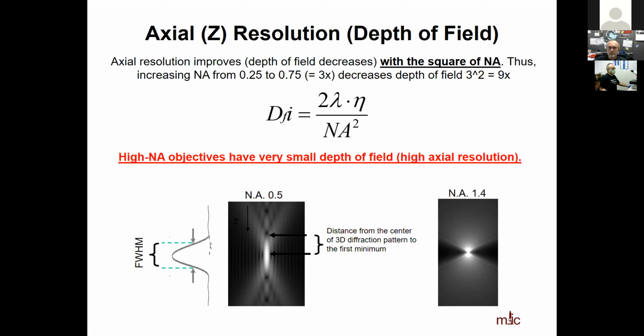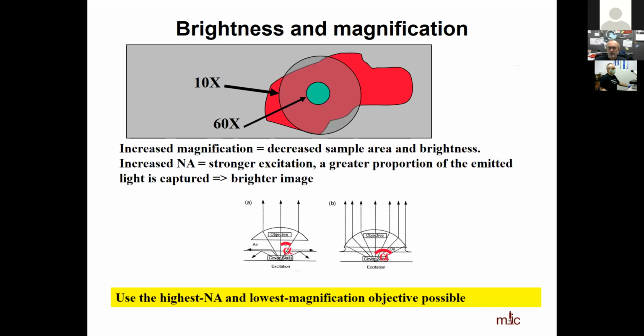So now we know all about resolution, we know about Airy disks, and so let's look at some practical matters. What is the relation between brightness and numerical aperture and magnification?